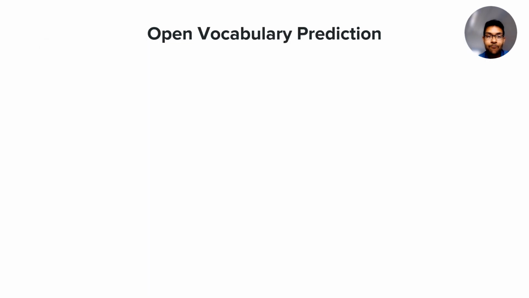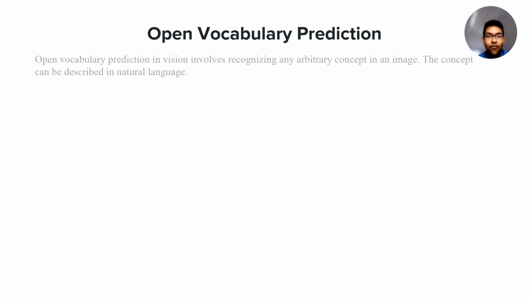Recently, foundation models like CLIP have been trained in a weakly supervised fashion using contrastive loss on massive amounts of image-text pairs, in the scale of hundreds of millions of samples. Once trained, such models can be used for identifying any arbitrary concept expressible in natural language given an image. This kind of prediction is known as open vocabulary prediction.